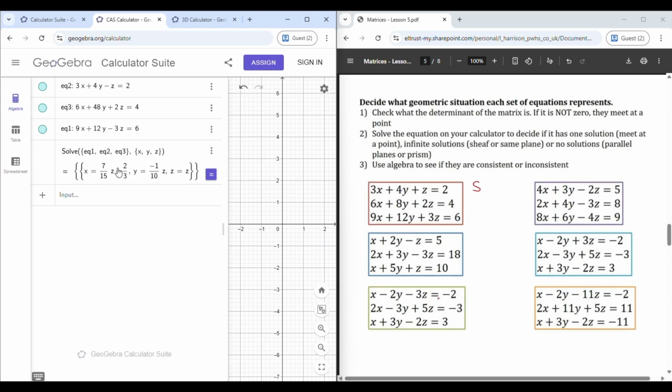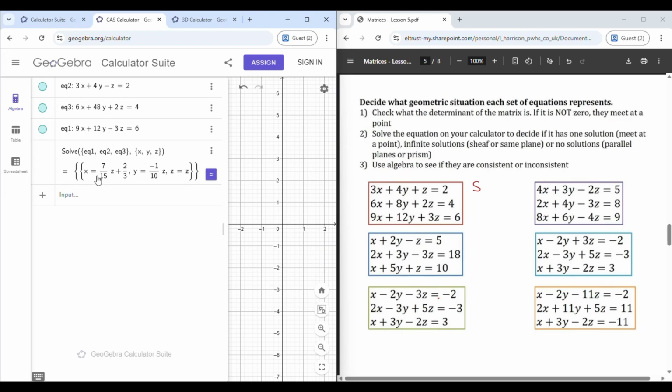On your calculators, I think it's a bit nicer. But basically, we see here it says Z is Z, and then Y is basically a multiple of Z, and X is basically a multiple of Z plus something else. That basically means it's got infinitely many solutions here. That is what we're saying. There are infinitely many solutions there.